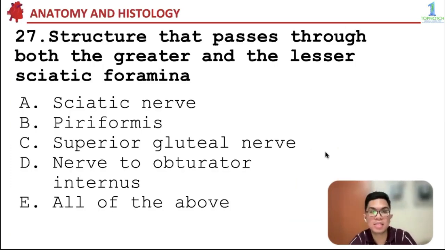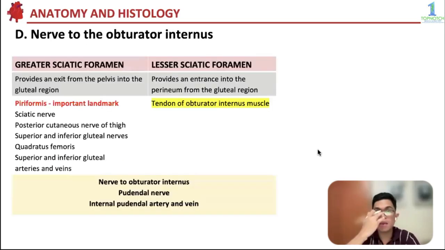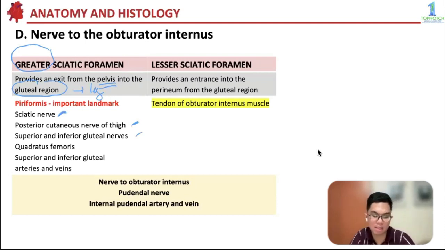Sige. So next, number 7, which structure passes through both the greater and lesser sciatic foramina? So there's only one answer here, and that's the nerve to the obturator internus. So the greater sciatic foramen provides exit from the pelvis into the gluteal region, and eventually, yung ibang structures dyan pupunta sa leg. For example, here is the sciatic nerve, posterior cutaneous nerve of the thigh, superior and inferior gluteal nerves and arteries, and the quadratus femoris. So all of them from the pelvis lalabas towards the gluteal or eventually towards the leg.